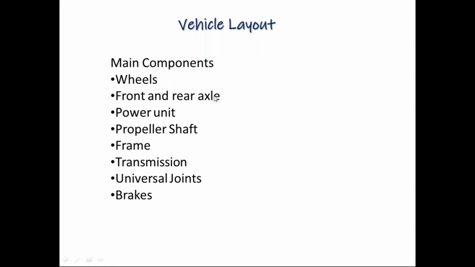So the main components, if you consider, are the wheels, and the rear and front axles. Axles may be classified further as live and dead. We'll continue with that. Then the power unit, as I discussed, that is the prime mover, maybe the engine, propeller shaft, frame, transmission system, and different types of joints. And the brakes and clutches, and many more components. But out of that, four or five components are very important, or what we can say, the name itself indicates the different main components of an automobile vehicle.